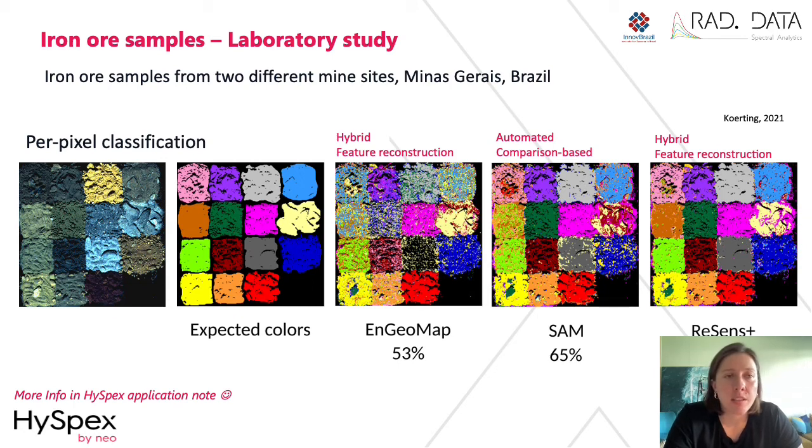And when you look at the per pixel classification, you can see that for the different approaches, here we have a feature reconstruction, so that's a hybrid approach. We get an accuracy of mapping of around 53%. Then for an automated comparison-based approach, we get 65% of accuracy of mapping compared to what we expect. And then for the Recents Plus, you can't see that, but that's around 73%. So we have an increase of about 20% between a feature reconstruction and this feature reconstruction. And SEM is comfortably in the middle, but only has an accuracy of 65%.